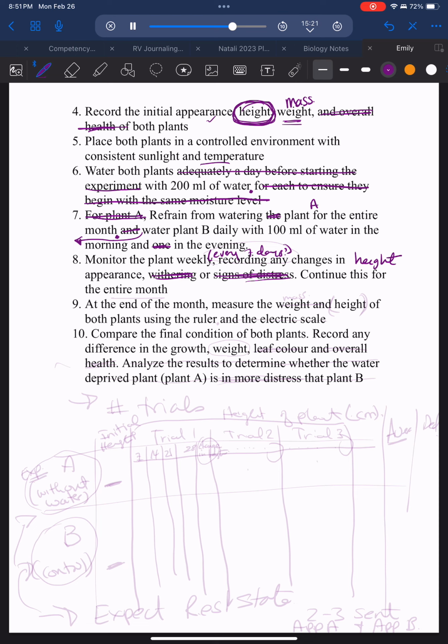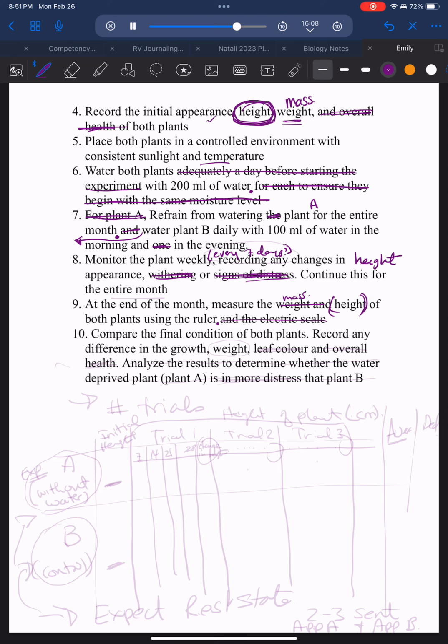For the entire month. At the end of the month, measure the weight and height. Focus on the height of both plants using the ruler and the electric scale. You can do weight, and if you decide to use weight or the mass, just make sure that you keep it throughout, right? But like I said, what we can focus on is height. If you want to do mass, you can switch it to only mass, or you can do both, but it's going to make it more complicated because of your table, and you will see what I mean in a little while. So if you decide to remove weight, you remove the electric scale.